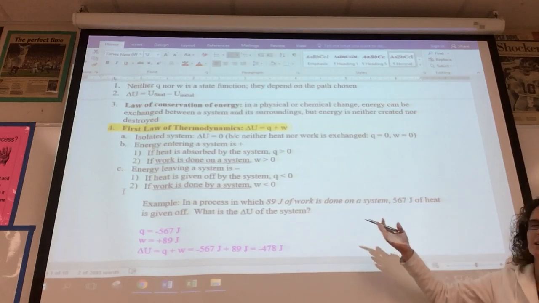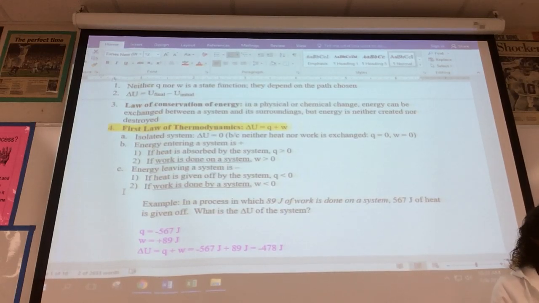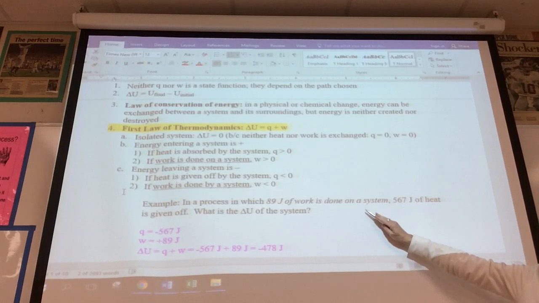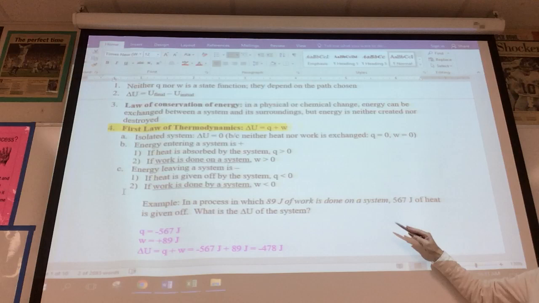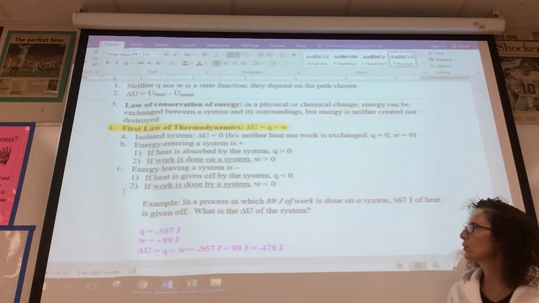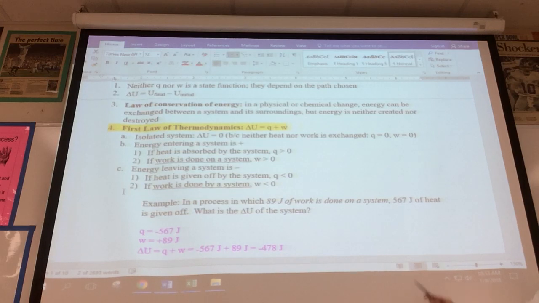Simple example shown here. If you saw this, it would be, I would think, in a multiple choice format. In a process in which 89 joules of work is done on a system, 567 joules of heat is given off. What is delta U of the system?